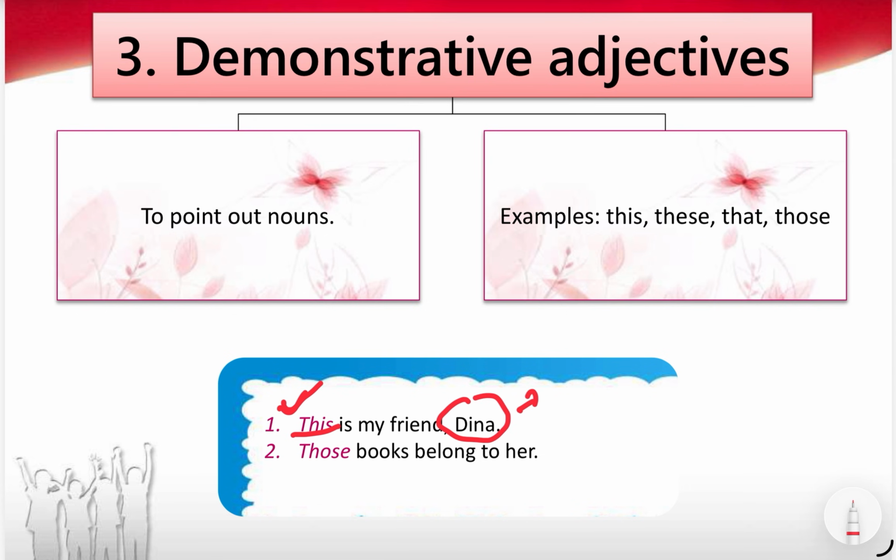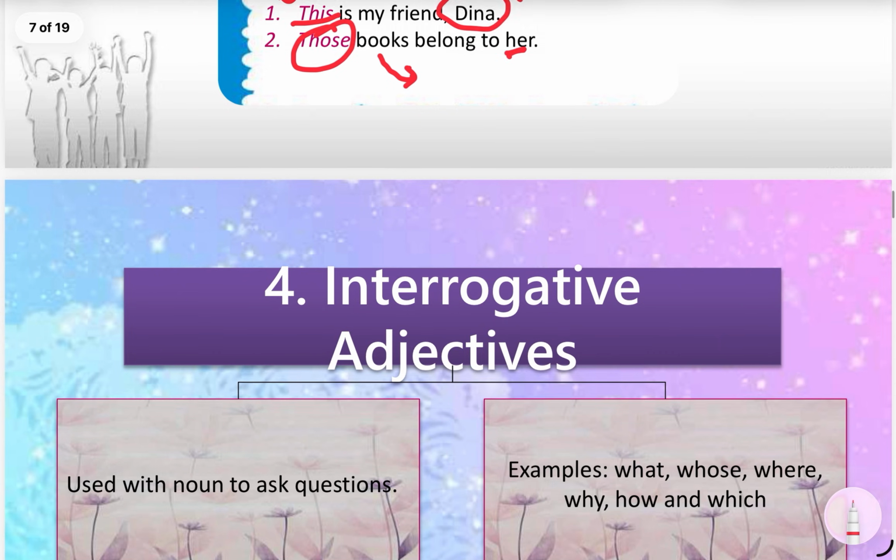Those books belong to her. What are we doing? We are pointing out the books with the word those. That's why it is a demonstrative adjective.